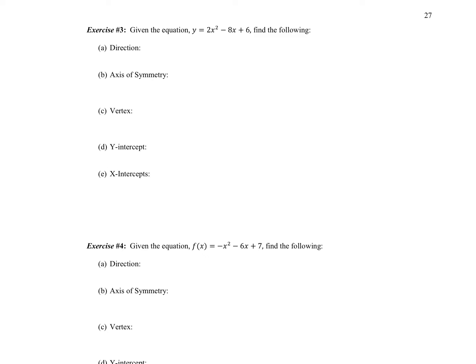So this one says, given the equation y equals 2x squared minus 8x plus 6, find the following. So first off, we're going to talk about that direction. Because 2 is positive, this opens up. So I'm just going to write next to it, 2 is positive. So if you look back at this, we can see how we figure it out. Write the word is in there just to make it a little bit better.